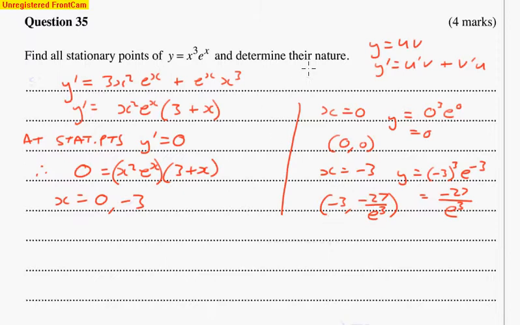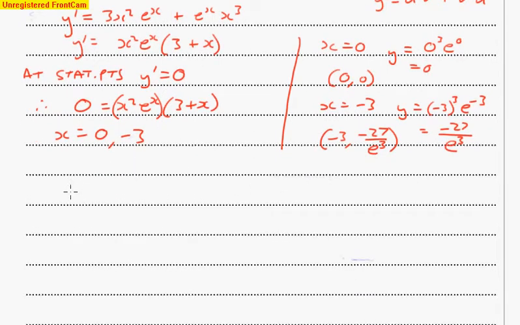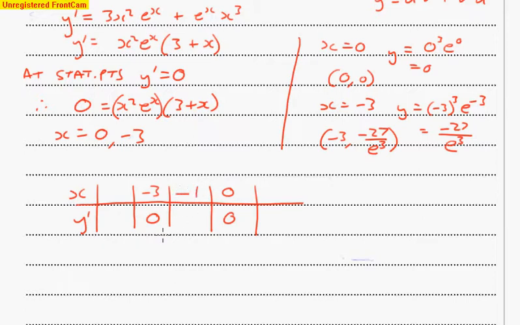Okay, now I have to determine their nature. To determine their nature, I just need a bit of a table. So I'm going to get my x, and then my derivative for different values of x. I will put in the values that give me 0. I know that 0 is one of them. When x is 0, the derivative is 0. When x is -3, the derivative is 0. I just fill in the others to find what the gradient is doing in between. We'll start off with a number in between there. -1 looks a good place to start.